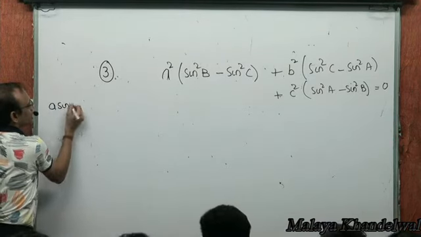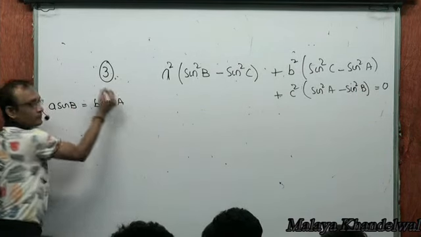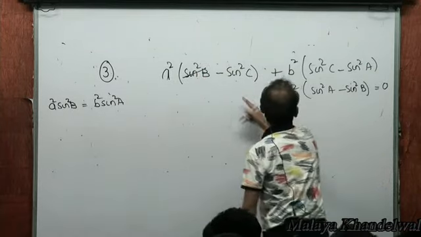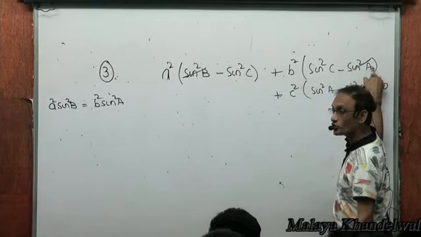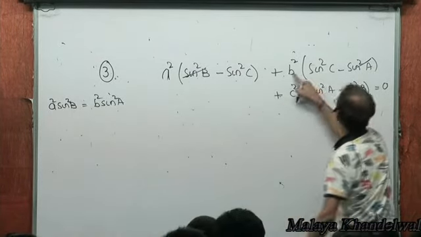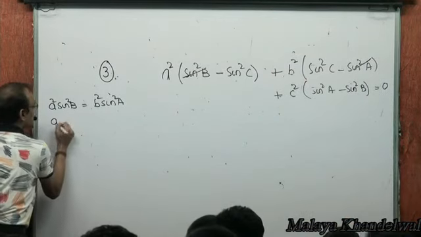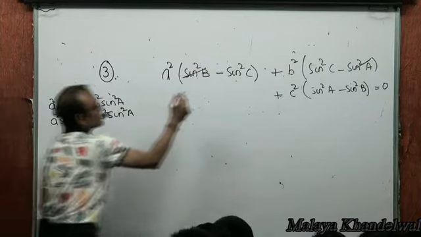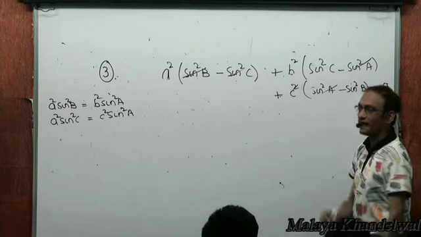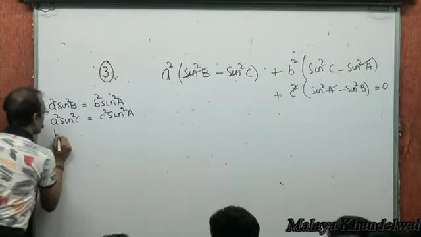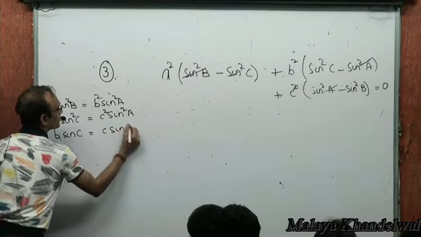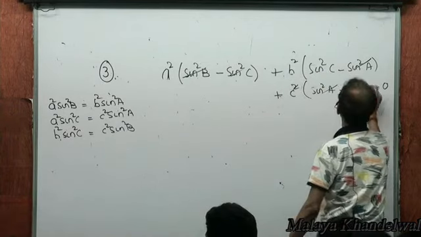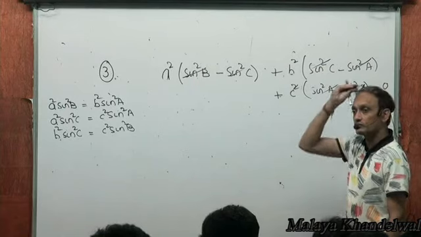See, A sine B is the same as B sine A, isn't it? A by sin A is B by sin B. That means A square sin square B will be the same as B square sin square A. So A square sin square B would get cancelled with B square sin square A. Similarly, A sin C is the same as C sin A, so squaring, A square sin square C would get cancelled with C square sin squared A. And similarly, B sin C is the same as C sin B, so B square sin square C would get cancelled with C squared sin squared B, which is obviously zero.